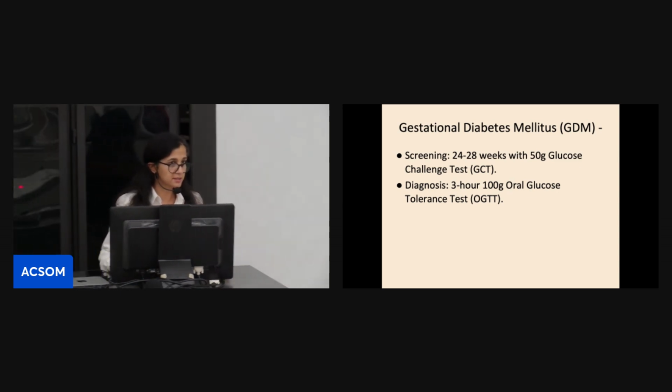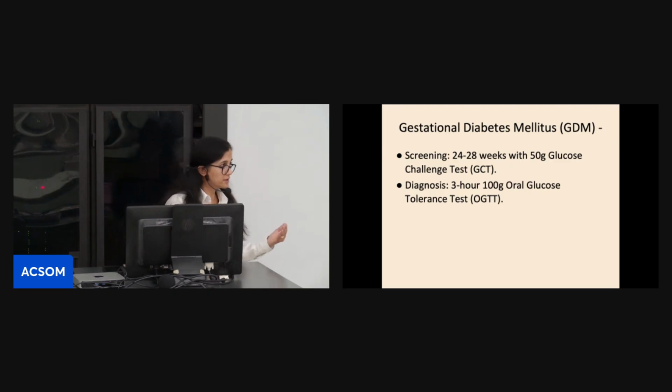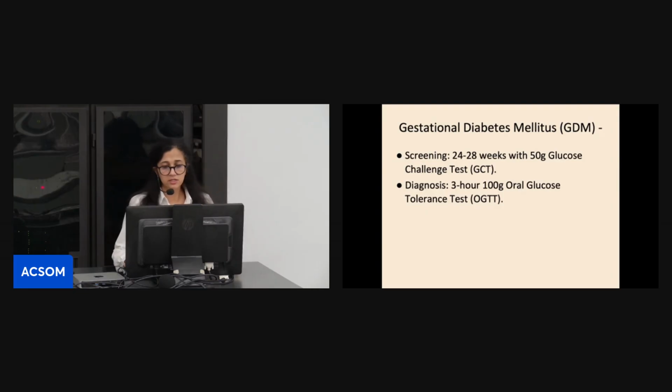If they don't pass that, then they end up taking the oral glucose tolerance test, and that's with more grams of oral glucose, and that is fasting. So they fast 8 hours before that, and then they take their fasting blood sugar, an hour, and at 2 hours. So it's a longer test.